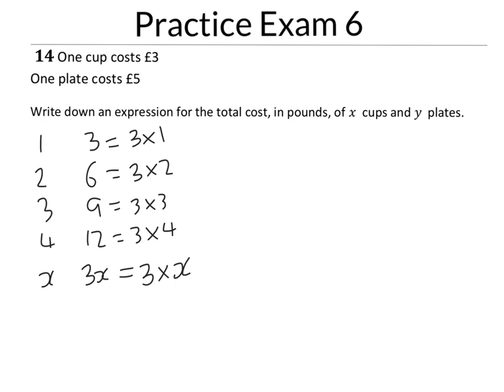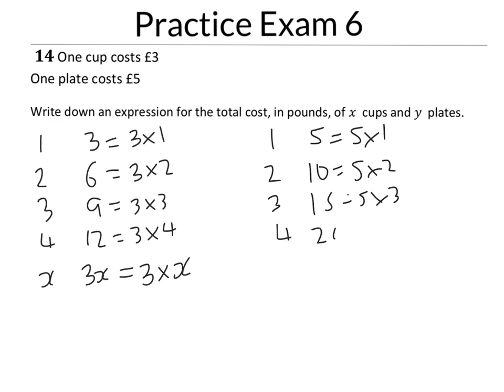Similarly then, with the cost of a plate. If you had 1 plate, that would cost £5, 5 ones, or 1 5. If you had 2 plates, that would cost £10, because that's going to be 2 5s. If you had 3 plates, 3 5s, and 4 plates, 4 5s. So hopefully that makes sense.